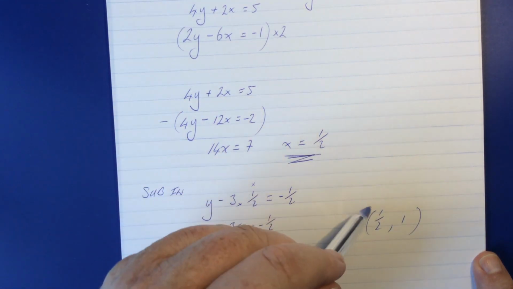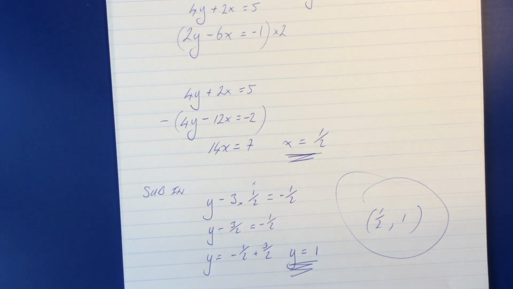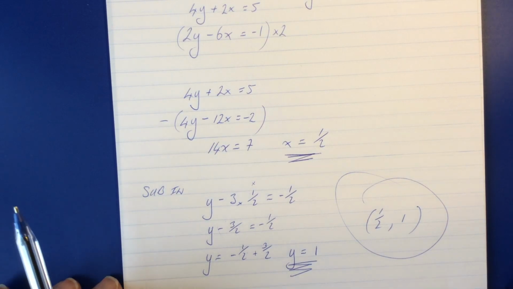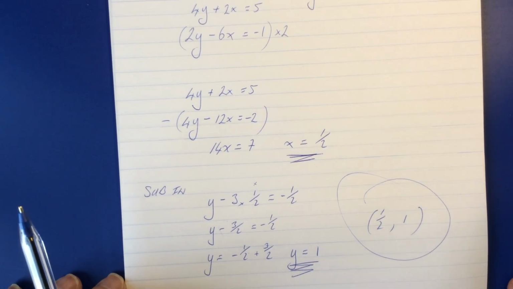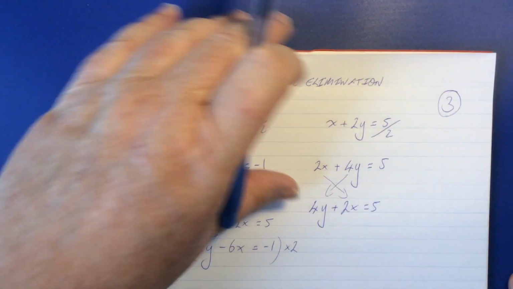It equals 1. And that is the point at which these two lines would intersect on a graph. It is where the two equations are equal to each other. When x equals a half, y will equal 1 in each of those equations. Right. Let's try another.